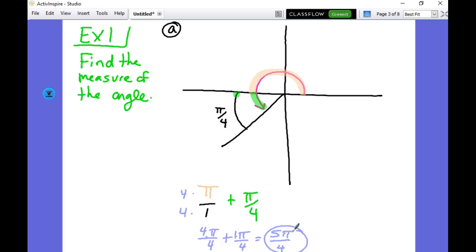Now, that one's actually already in our unit circle, right? So if you realize that pi over 4 means half of a quadrant, you really could have just found that answer right on your unit circle. Would have saved you some time. But I still wanted to go through the math just in case, because some of the ones we're going to find today won't be on the unit circle.